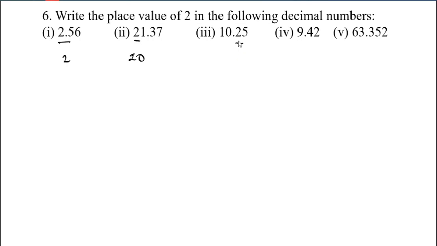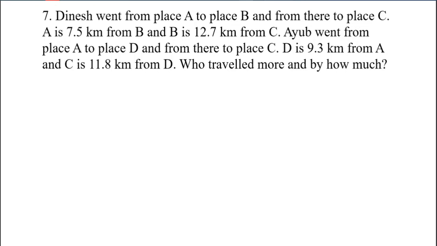2 is in which place? Tenths place. Why? Because the digit 2 is in the decimal part. The first place of the decimal part is tenths. Therefore its value is 2 by 10. So like that you do the fourth one and fifth one as homework. Did you understand? Okay, next. Come to the next one, the seventh one.